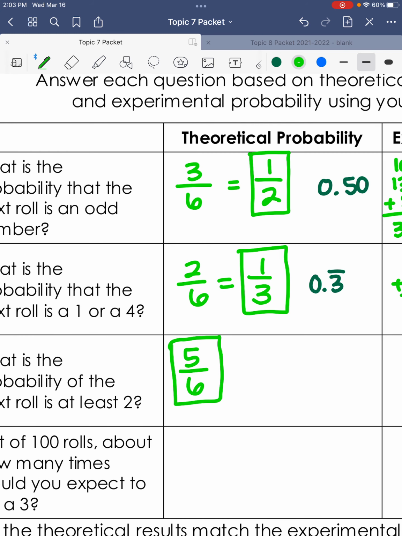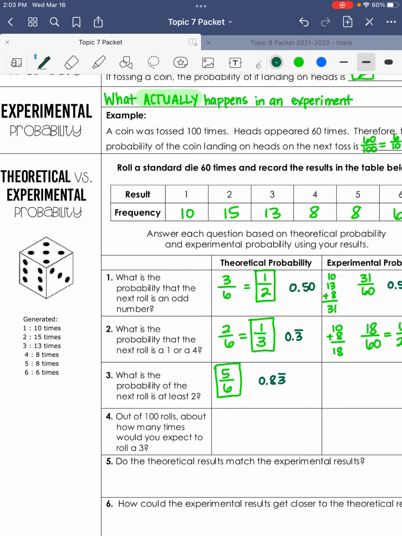But like I said, I like to convert everything to either a decimal or percent. It just helps me compare them. So 5 divided by 6, when I put that into my calculator, I get 0.83 repeating. So 0.8 doesn't repeat, but 3 does. Okay? Now, let's compare that to the experimental probability.